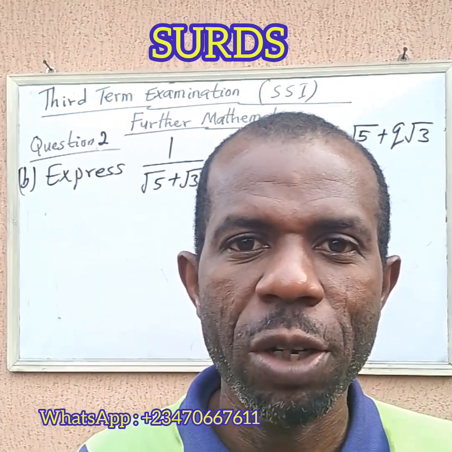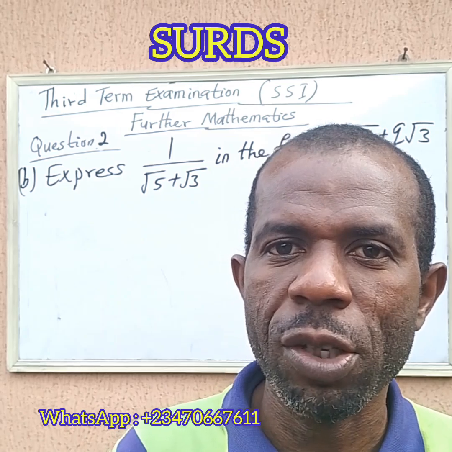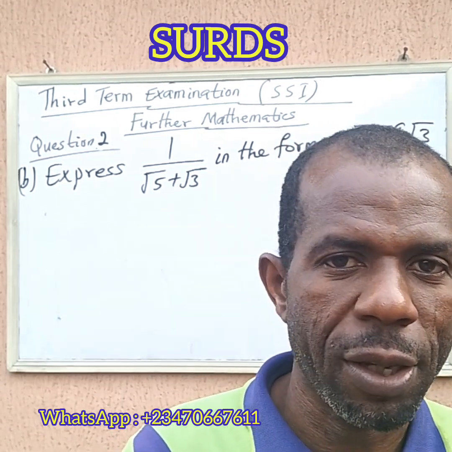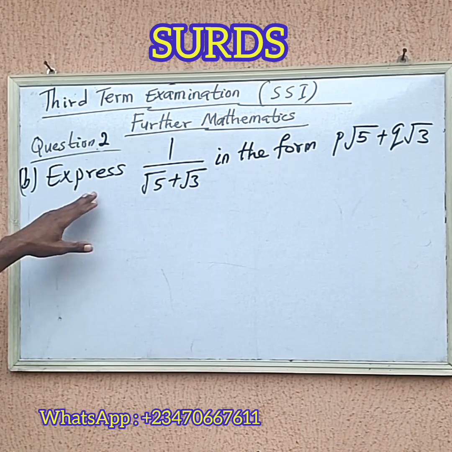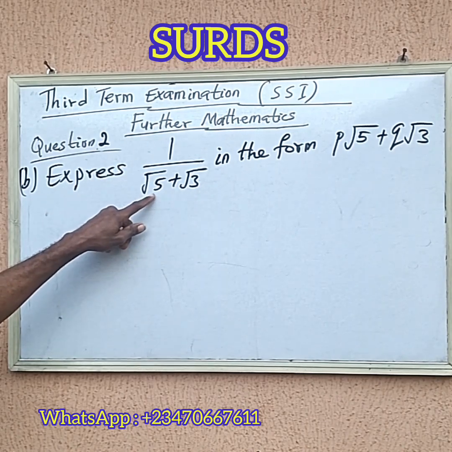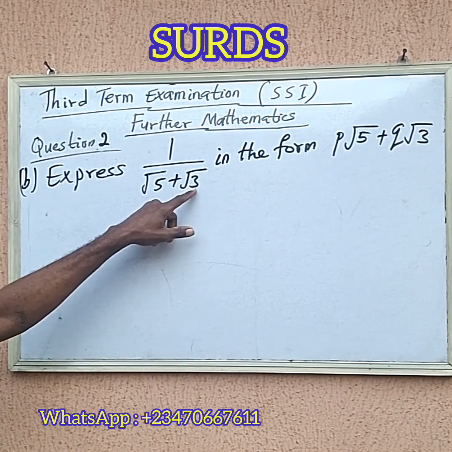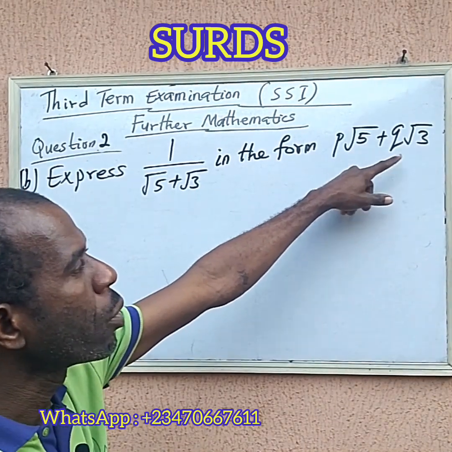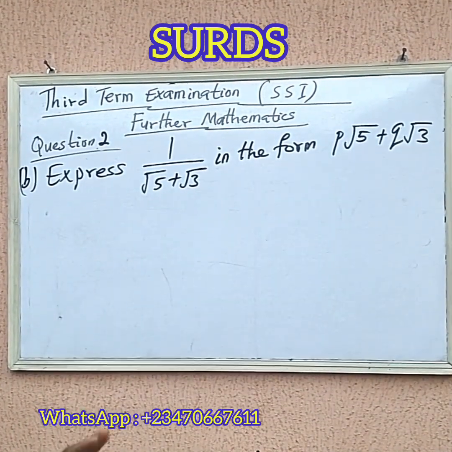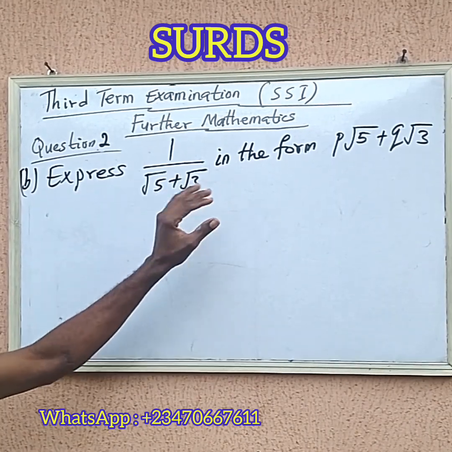In today's class, we are still going to continue with solving those questions I conducted in my school's exam. So we'll look at the question B part of it. Question B says, express 1 all over square root of 5 plus square root of 3 in the form P root 5 plus Q root 3. What they are trying to tell us is that they want us to express it in this form.